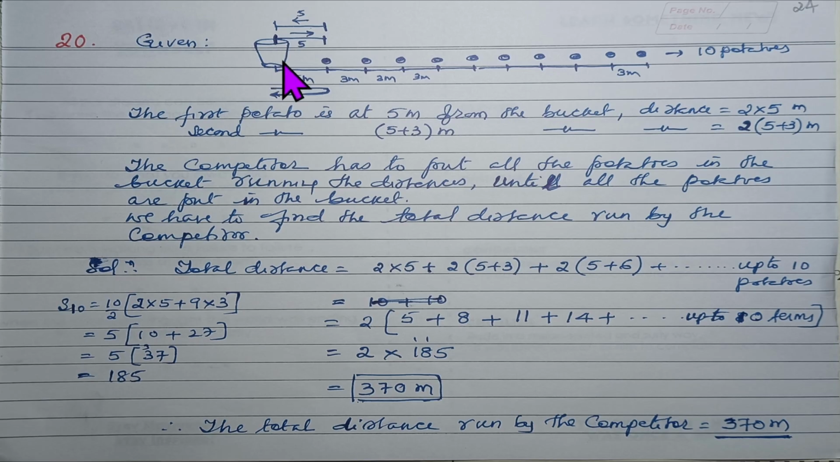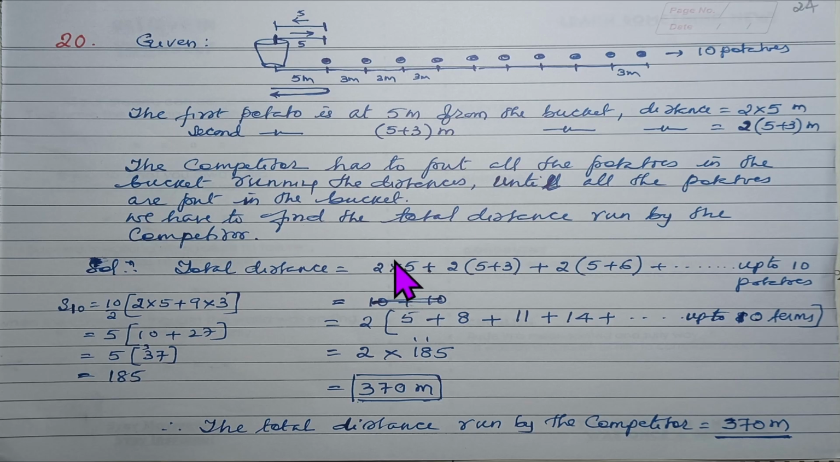Now we have to find out the total distance the competitor runs to put all the 10 potatoes back into the bucket. So the first potato is at 5 meters from the bucket, so the total distance is 2 into 5 meters. The second potato is 5 plus 3 meters and 2 times that, so it is 2 in the bracket 5 plus 3 meters. The competitor has to put all the potatoes in the bucket, running the distances until all the potatoes are put in the bucket. We have to find the total distance run by the competitor.